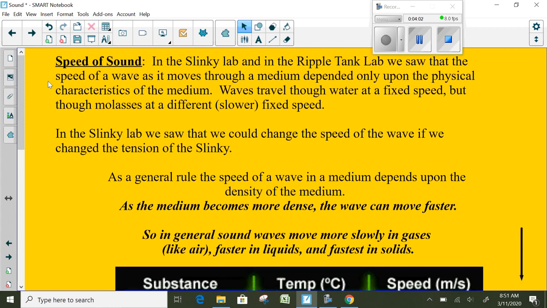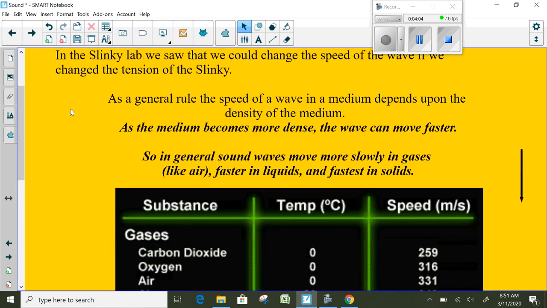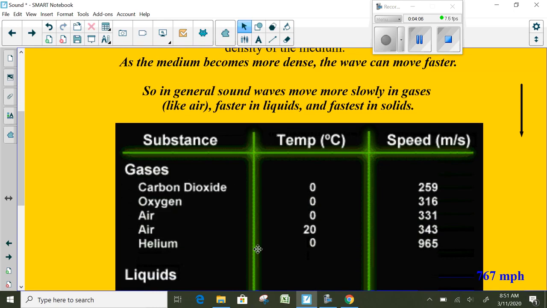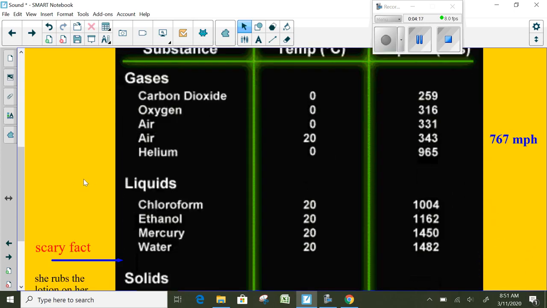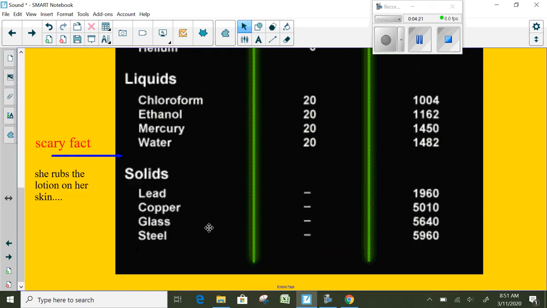The speed of sound depends on what it's traveling through. Sound travels relatively slowly through gas. Through air, for example, it's about 3 football fields per second. So it's still pretty quick. It's around 700 something miles per hour. As it goes into something more dense, like a liquid, it goes faster. If it goes to a solid, it goes even faster.